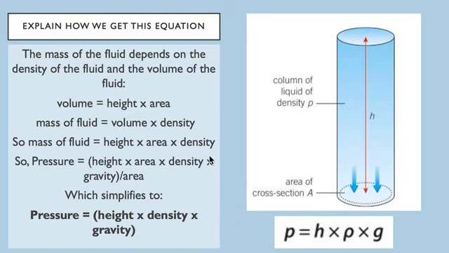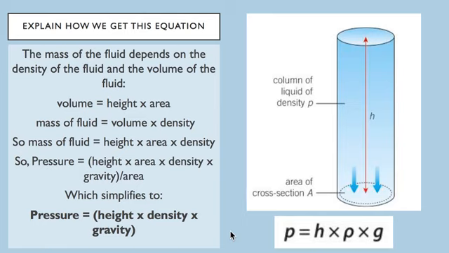And so then if we put that back into the equation that we just had a minute ago, we get pressure equals the height times the area times the density times the gravity, and all of that is divided by area. Now area divided by area would just be 1, so we can simplify that equation to pressure equals height times density times gravity.